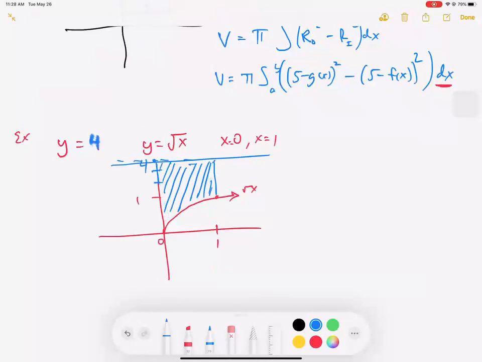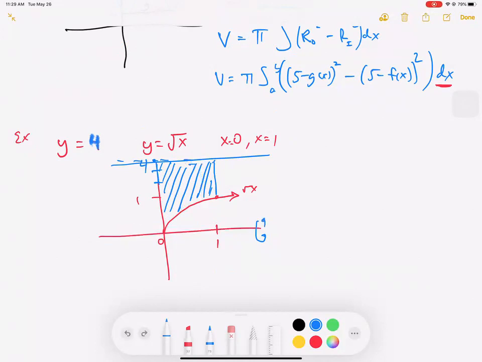And we want to rotate this around the x-axis going this way. Well, what would be my outer radius? Would the 4 be my outer radius, or the square root of x be my outer radius? Looking at the graph, remember, you have to identify this for yourself. If this is my axis of rotation, if this is the middle, well, what's the outer? Is the 4 the outer, or the square root of x outer? And it looks like the 4 is outer.